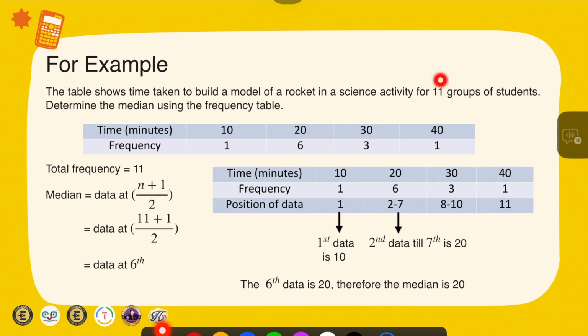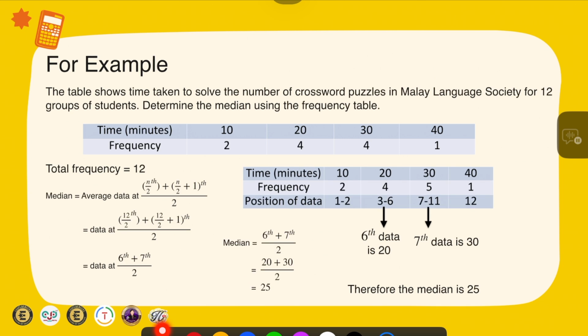That was an odd set. So we go to another example, which is an even set of data. All right, so for the even set, we have 12 here. The frequencies are 2, 4, 6. Okay, 4 times 2, 4 plus 2 is 6. Sorry, this one is a typo here. This one is supposed to be 5 here. All right, we follow the bottom table.